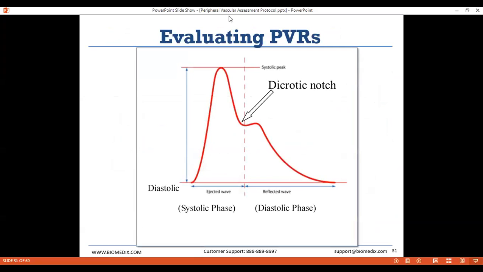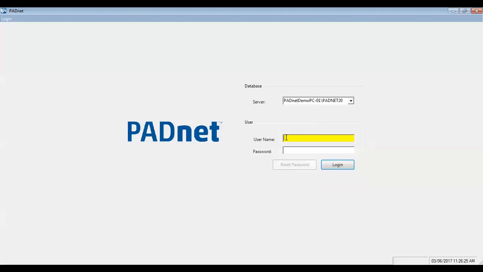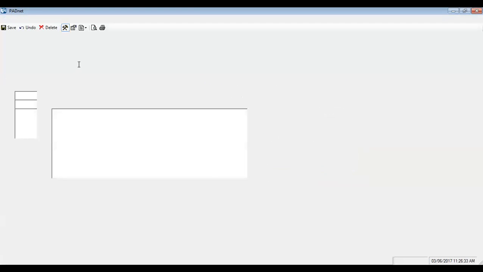At this point, I want to show you what the vascular assessment is going to look like inside the PADnet software. So give me just a moment while I move our view over to the PADnet software here. And then I misspell our password. There we go.